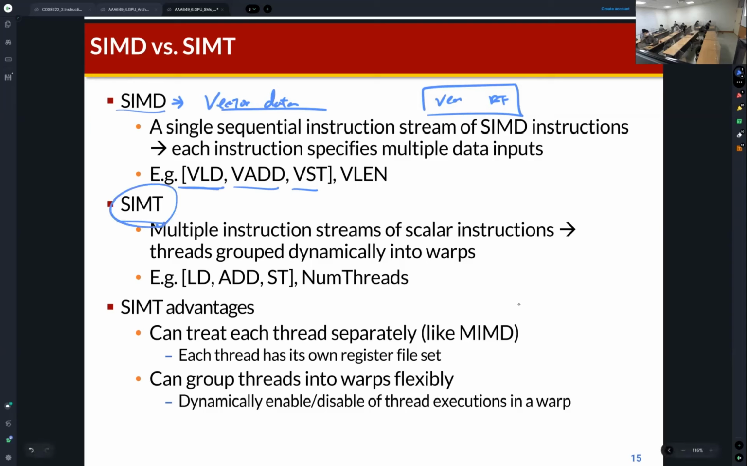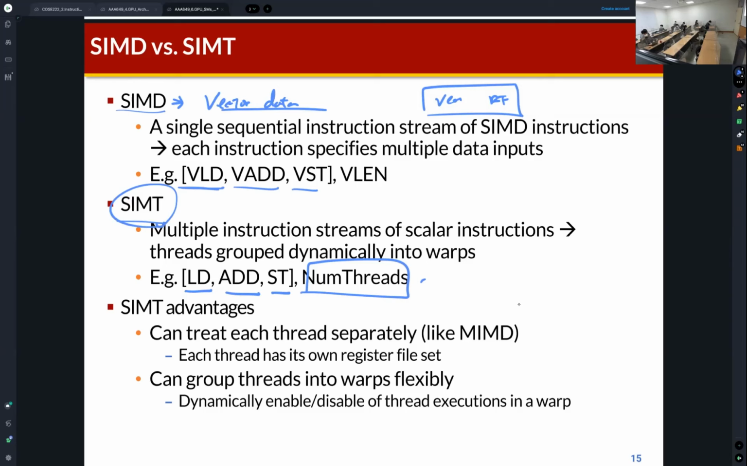But SIMT is different. SIMT can execute many instructions, and these instructions are generated from the single kernel code. So this is the SIMT model. The programmers think that with the SIMT execution model, I can execute multiple threads concurrently, and the multiple threads can be executed independently.